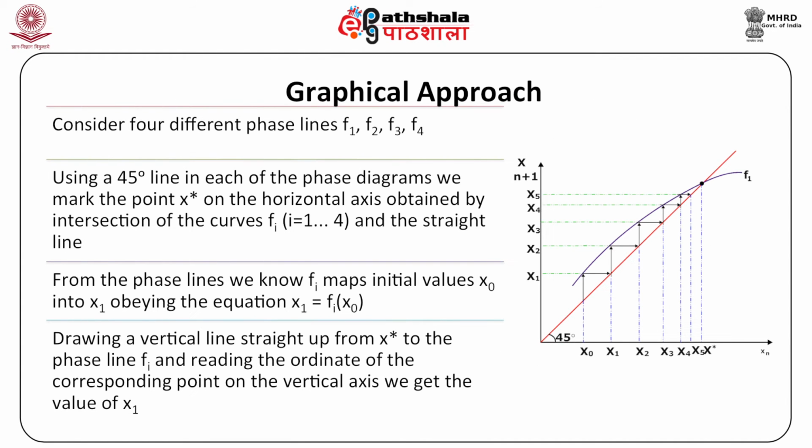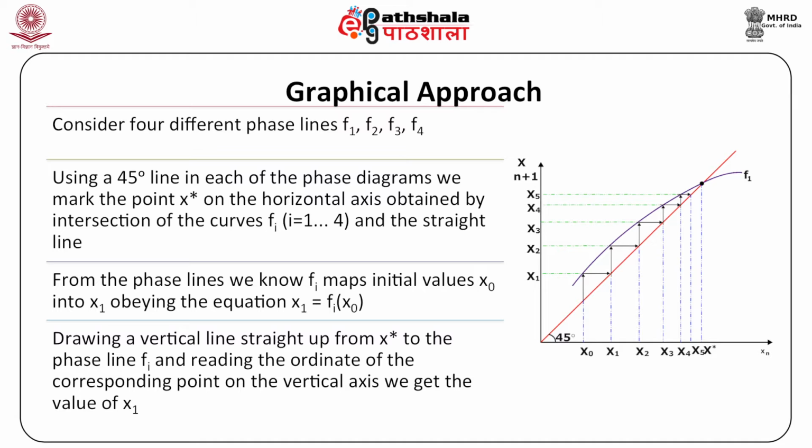To apply this particular method, we need to be given an initial value first before the iterative process can be duly started. We consider four different phase lines, F1, F2, F3, F4, as shown in the phase diagram. Using a 45 degree line in each of the phase diagrams, we mark the point x star on the horizontal axis obtained by intersection of the curves Fi, where i is equal to 1 to 4, and the straight line.